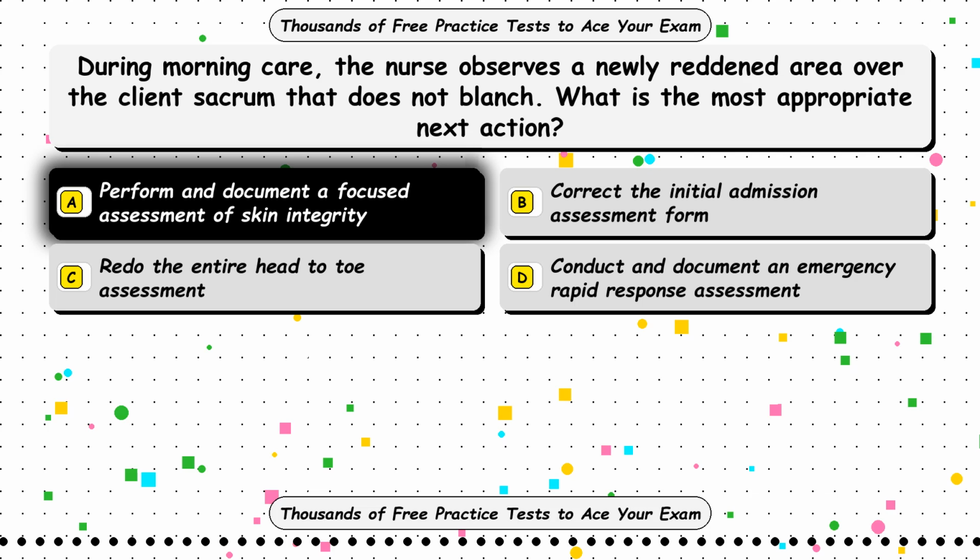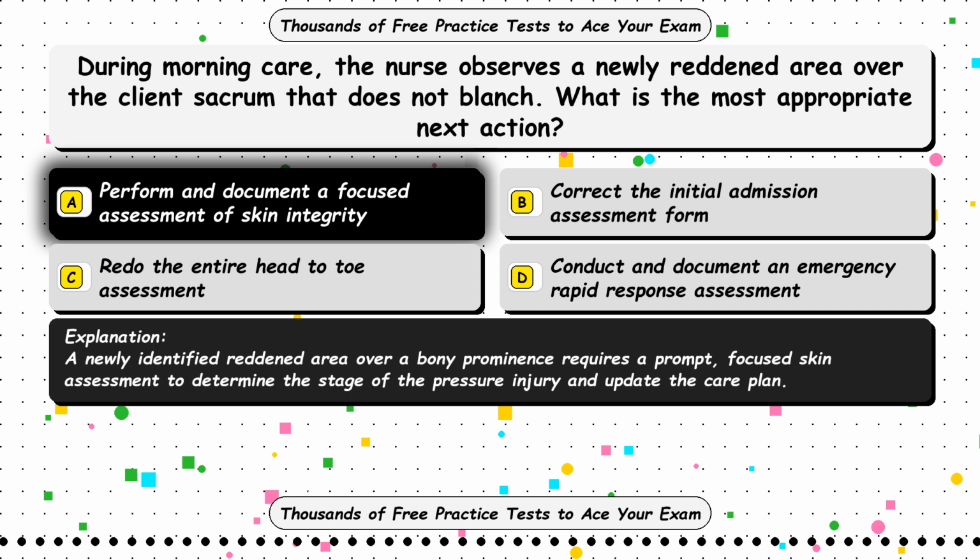The correct answer is option A. Perform and document a focused assessment of skin integrity. A newly identified reddened area over a bony prominence requires a prompt, focused skin assessment to determine the stage of the pressure injury and update the care plan.